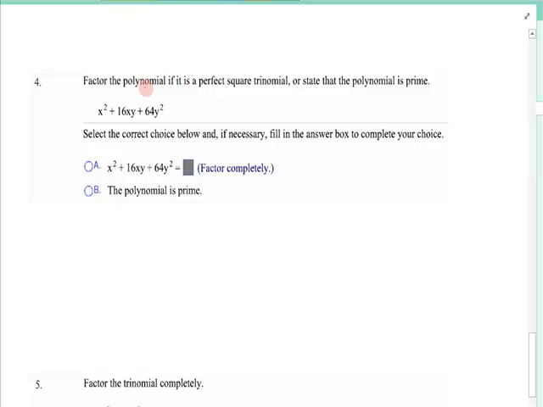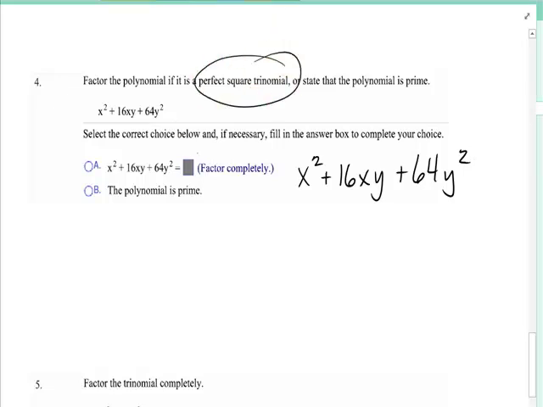Factor the polynomial if it is a perfect square trinomial, or state that it is prime. Okay, well, let's see if we have a prime one. All right, they're making it sound like it is a perfect square trinomial or it can't be done. So here we go. The last sign is positive. That means both signs are plus.